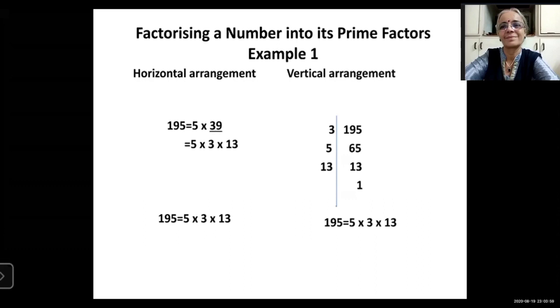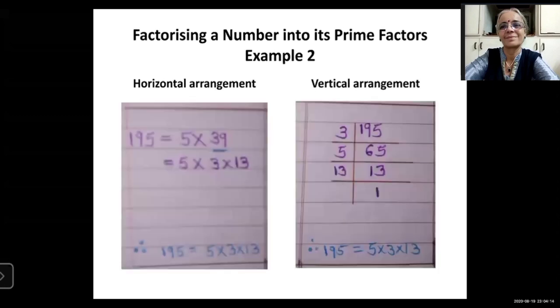Have you got it? So don't confuse, should I do first 3 or first 5? Anything, whatever you feel easy, you can do. Only the thing you should get correct answer. So in your notebook, this sum will look like this.